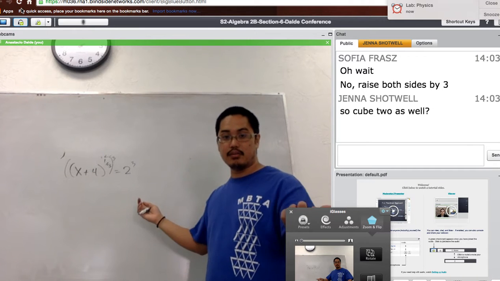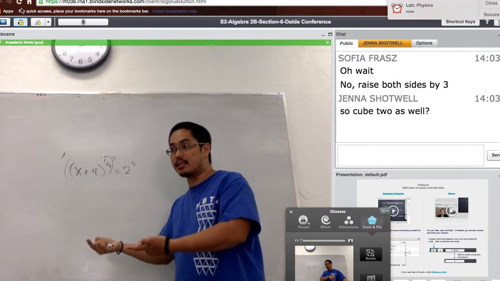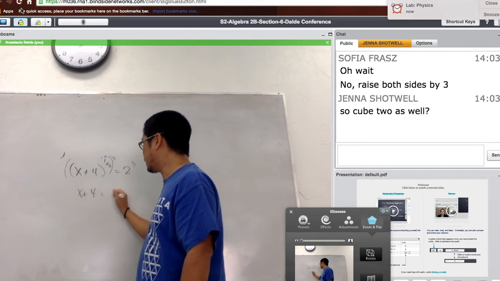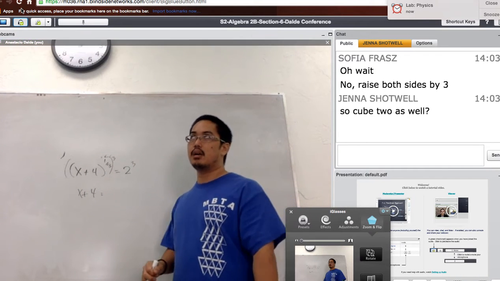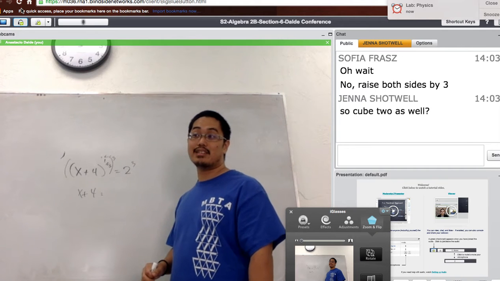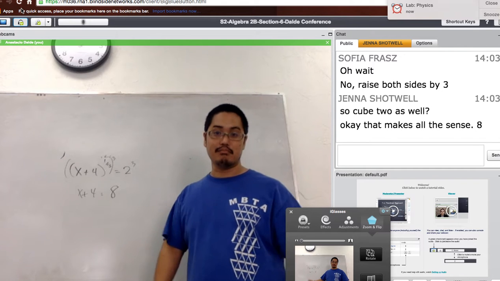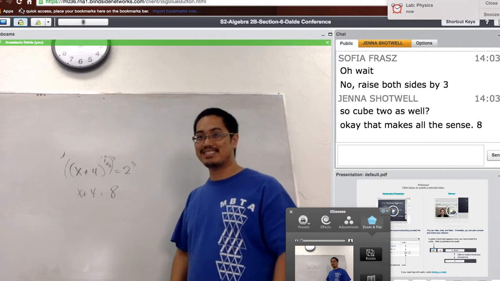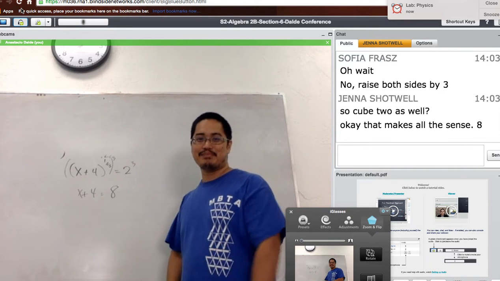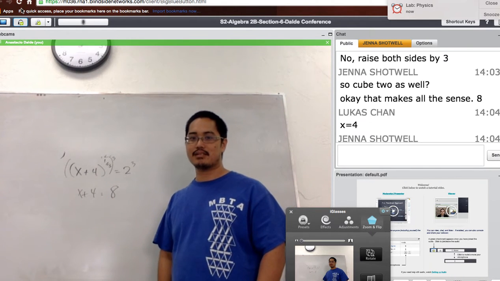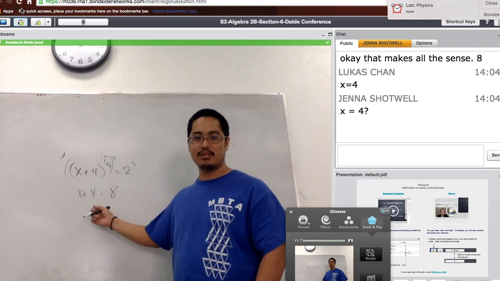I cube the 2 as well, right? Because if I cube the left, I better cube the right. So this would be x plus 4 equals 2 cubed, which is 8. What is x? 4. Good.